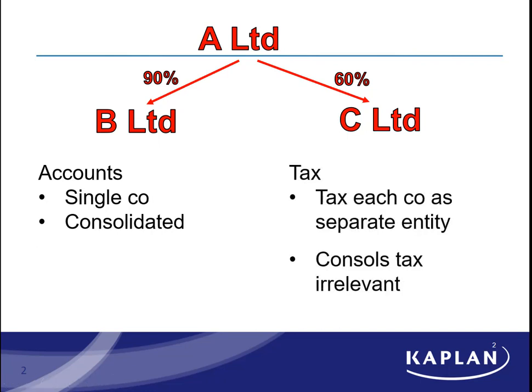Now, from a tax point of view, it's quite different. The tax is done for each company separately. You've got a corporation tax computation for A, then another one for B, another one for C. The consolidated accounts are completely irrelevant for tax. So things like goodwill on consolidation have no relevance for tax whatsoever. So we start off by saying ignore the fact that they're in a group.